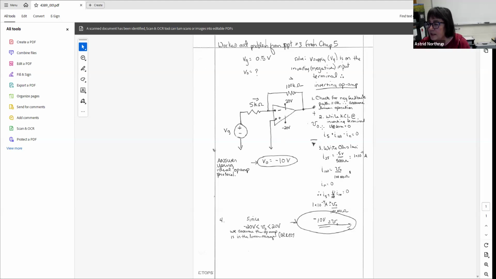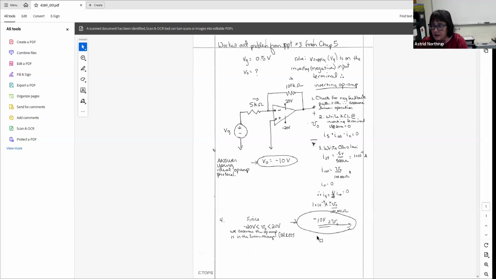If we go back to KCL, we can see that the current through the 5 kilo ohm resistor plus the current across the 100 kilo ohm resistor has to equal 0. When we bring this over to the other side, it becomes I5 equals negative I100, which would be expected because it is an inverting amplifier op-amp. And when I do my solution, I get that V sub O is equal to negative 10 volts.